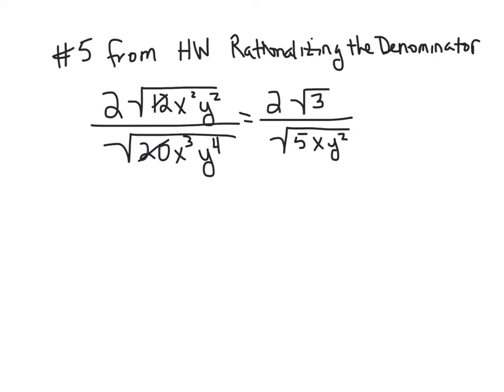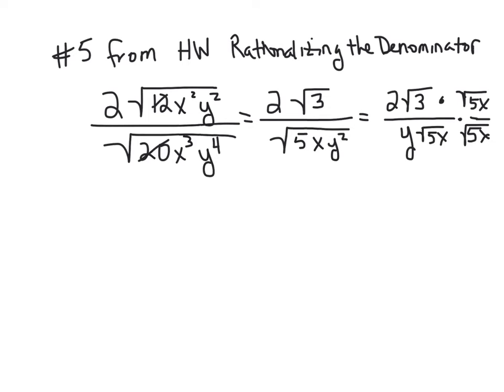Then I did the same thing with the x's. Well, x squared over x to the third just leaves me with 1 x in the denominator. And then y squared over y to the fourth leaves me with y squared in the denominator, and nothing up here in the top. So all I have left in the numerator now is 2 root 3 over, and what I have left in the denominator is square root 5 x y squared. Now I'm ready to rationalize the denominator.